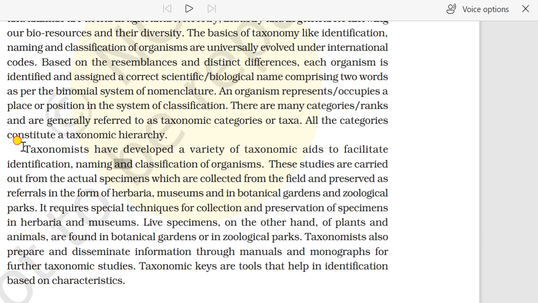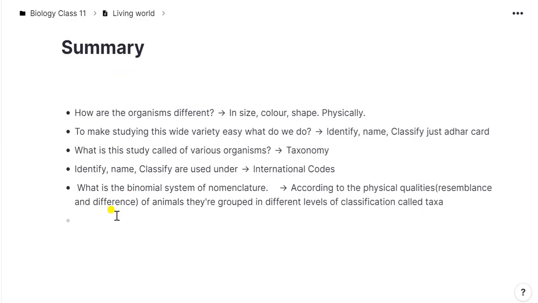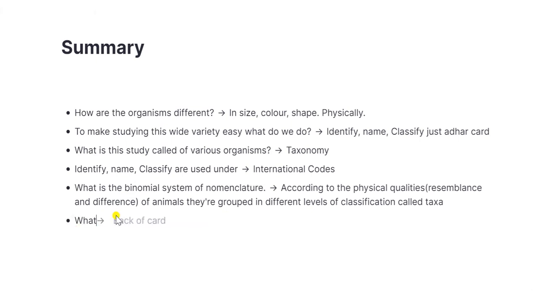Similarly, taxonomists give names according to various aids that they have developed for identification, naming, and classification of animals. What are these aids? We don't know yet. NCERT didn't teach us about them yet. So we'll learn slowly, in the chapter, what taxonomists use to name organisms.